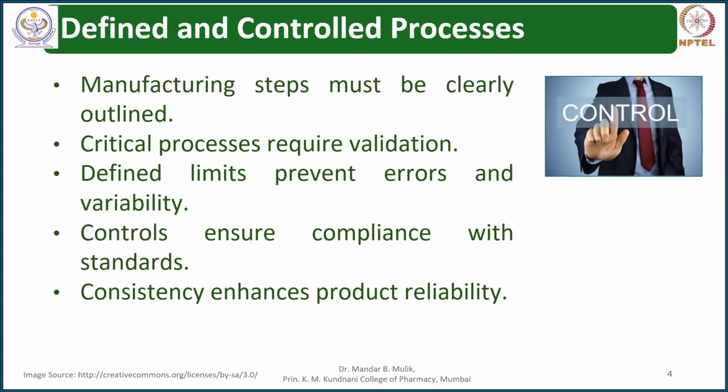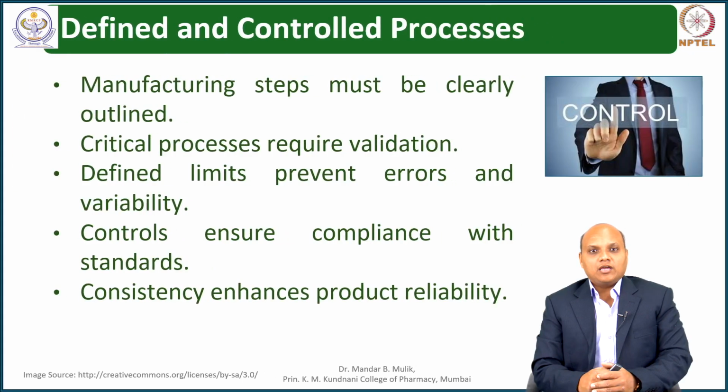What is a defined and controlled process? Define means every step of the process is well justified, which is known as a defined process. Control means the process parameters are controlled and validated so that any changes or any error in the process can be identified. Manufacturing steps must be clearly outlined to have a defined process. Critical processes require validation. In an earlier lecture, I took the example of asava or arishta preparation.